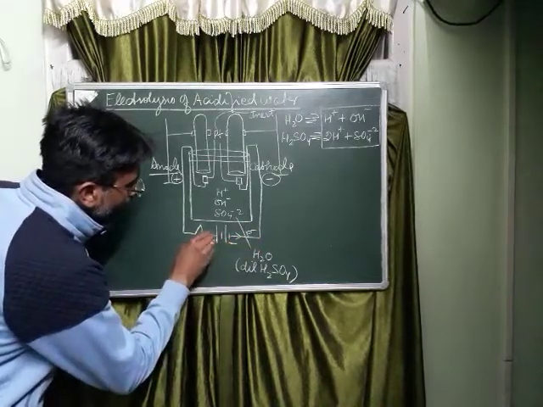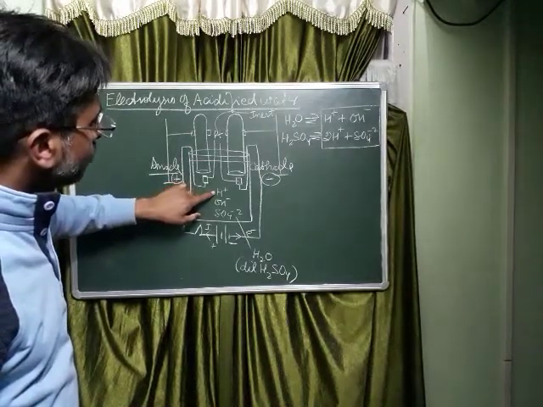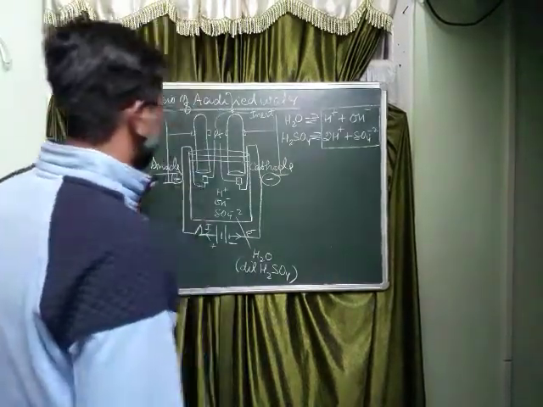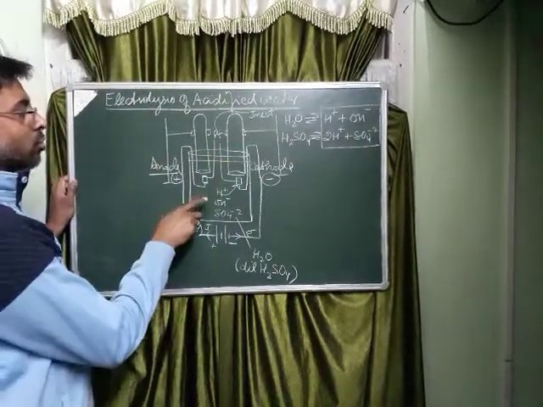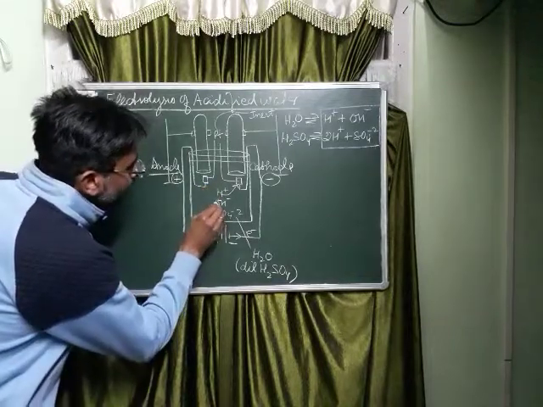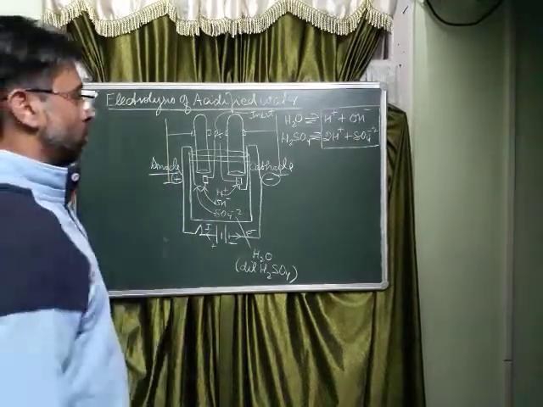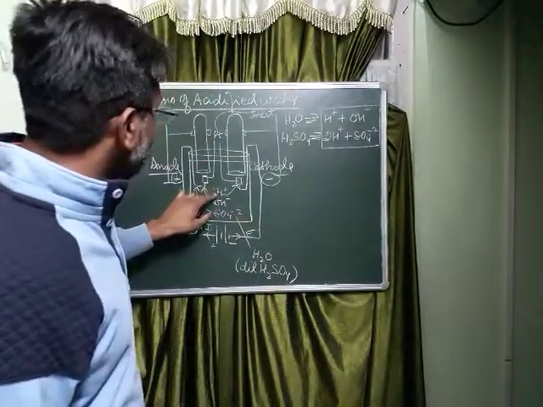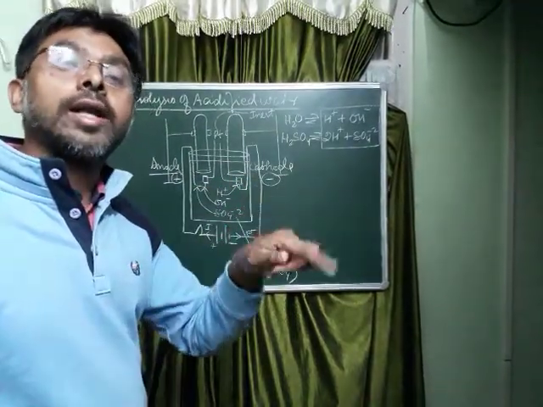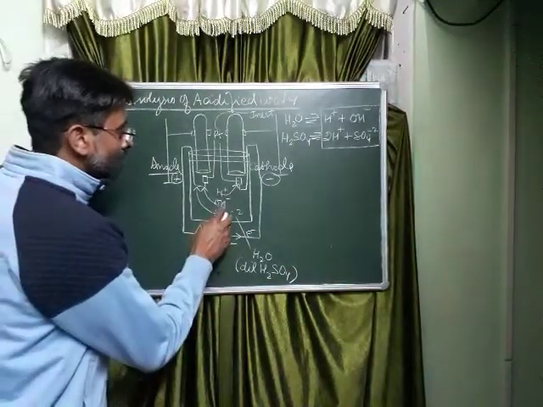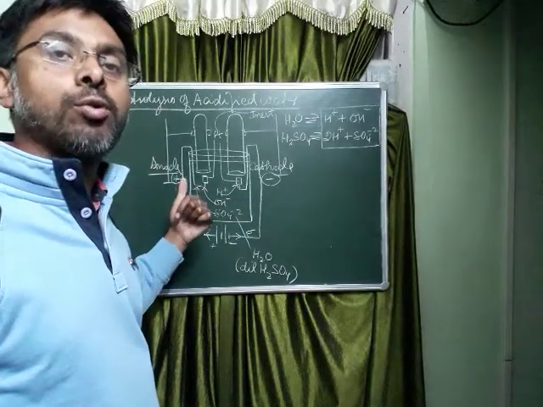electron flow, current flows, and now the cation, there is only one cation over here, that is hydrogen ion. The cation goes to the cathode. And the anions, hydroxyl and sulfate, go to the anode. Please keep in mind, cations carry positive charge, so they go to the negative electrode, the cathode, and anions carry negative charge, so they go to the positive electrode. This is very, very important to remember.